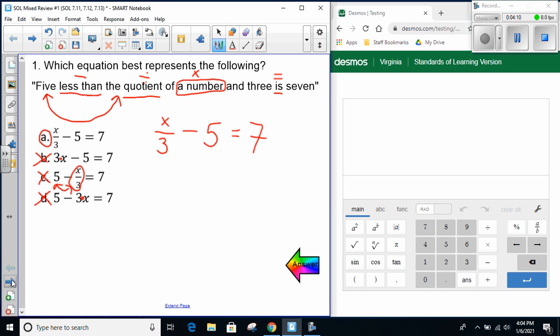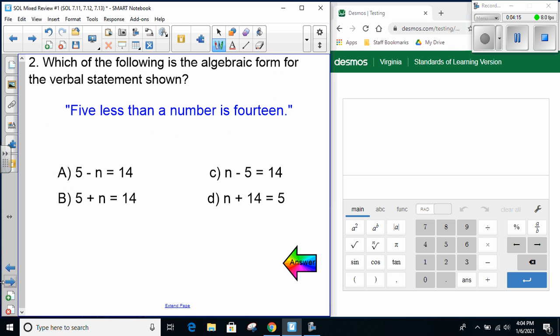So now let's look at number 2, and you're going to solve this one on your own. Number 2 says, which of the following is the algebraic form for the verbal statement shown? So the statement is 5 less than a number is 14. So look at choices A, B, C, and D. Which one do you think best matches this statement in blue? Be careful, pay attention to those key words like in the last problem we did.